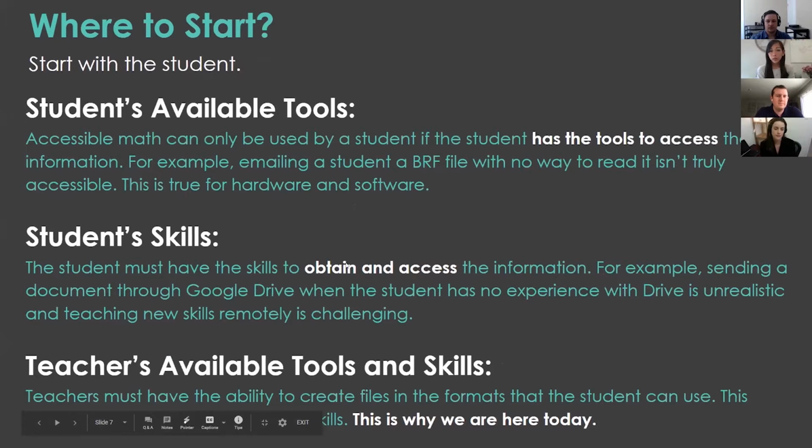So where to start? The first place I think that is important to start is really with the student in mind, right? What is the student currently using? What are their available tools? So accessible math can only be used by the student if the student has access to the tools to access the information. So for example, if you email a student a BRF file, but the student doesn't have a device that can read BRF, this is not accessible to the student. And there's two considerations here. It's both hardware as well as software.